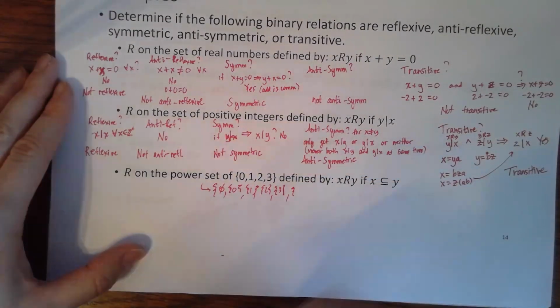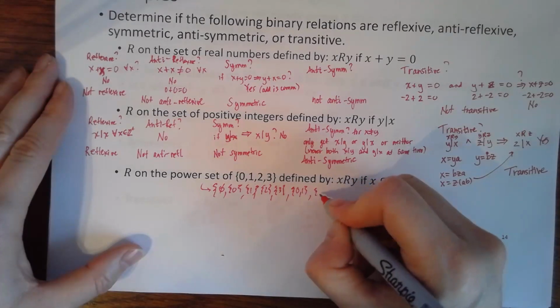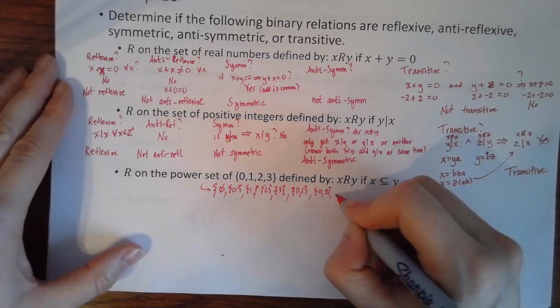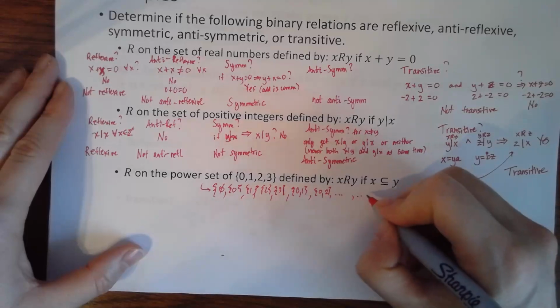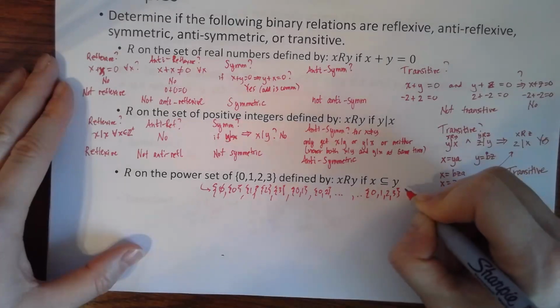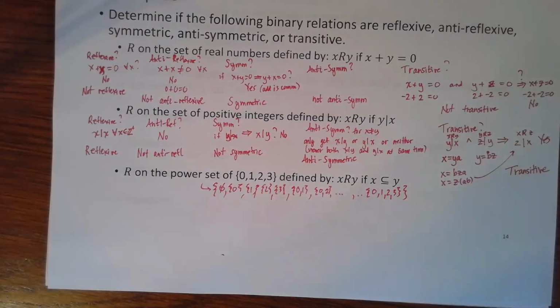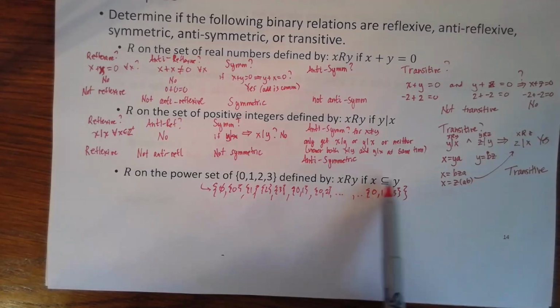Subsets of size 2: 0 and 1, 0 and 2, and on it goes. Subsets of size 3, up and up it goes all the way to subsets of size 4, so 0, 1, 2, 3. I'm not going to write out all 16 of them because that's a lot, but you remember how the power set goes. I'm going to pick elements out of the power set. There are 16 different sets in there that I could choose, and the first set will be related to the second set if it is a subset.